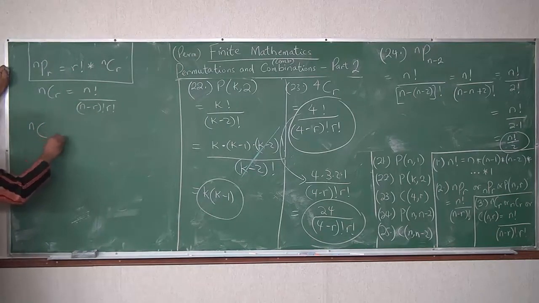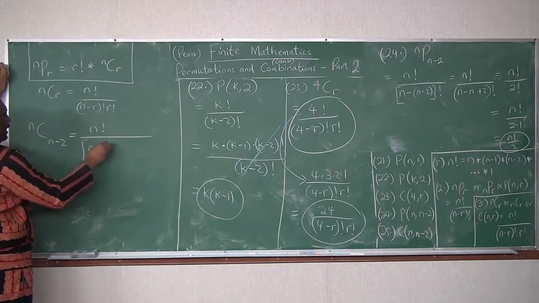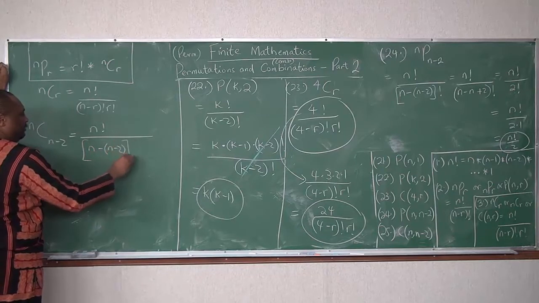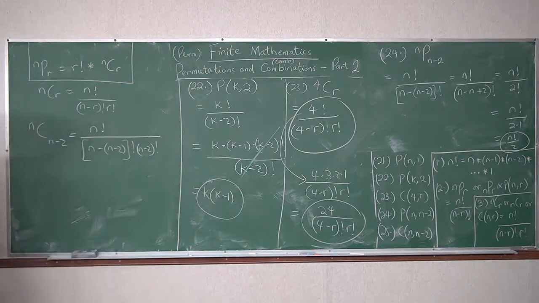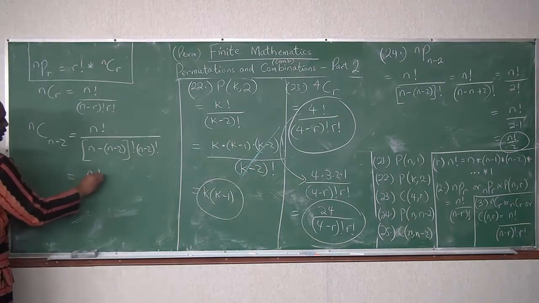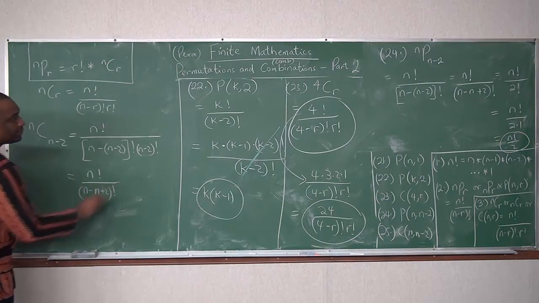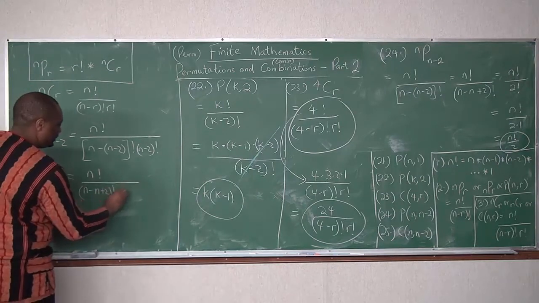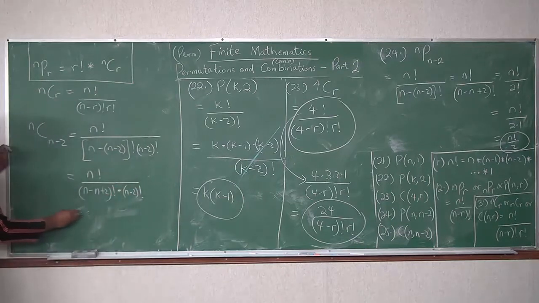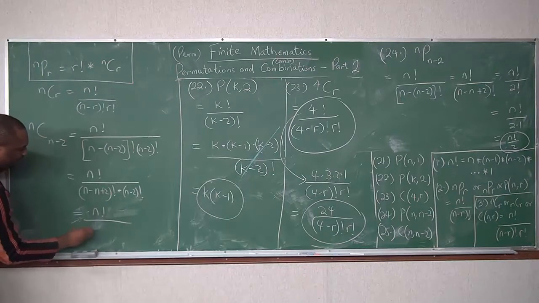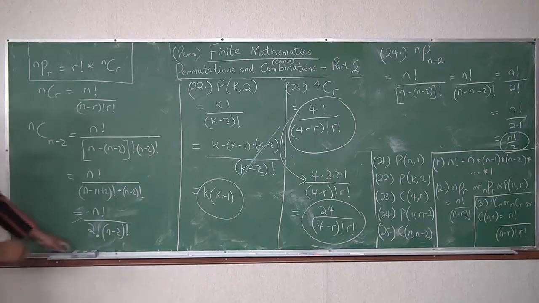If we use it by definition, this will be n factorial over (n minus 2) factorial times (n minus (n minus 2)) factorial. Of course this is (n minus n plus 2), all factorial. So this will give us n factorial over 2 factorial times (n minus 2) factorial. Alright, let's finish that.